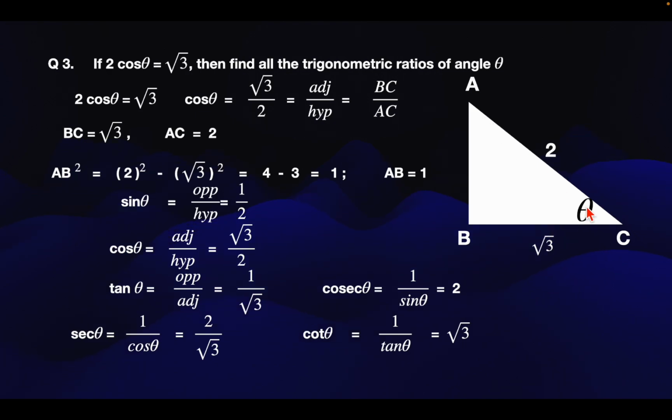Now let's find out AB by Pythagoras theorem. So AB square is equal to AC square minus BC square. Substitute and simplify, you will get AB as 1. Now you found the lengths of all 3 sides. Now let's write down the trigonometric ratios. Let's start with sin theta: opposite upon hypotenuse. Opposite is AB and we know it is 1, so 1 upon 2. Cos theta, adjacent upon hypotenuse, root 3 upon 2. Tan theta, opposite upon adjacent, 1 upon root 3. Now do the reciprocals and write down cosec, sec and cot.